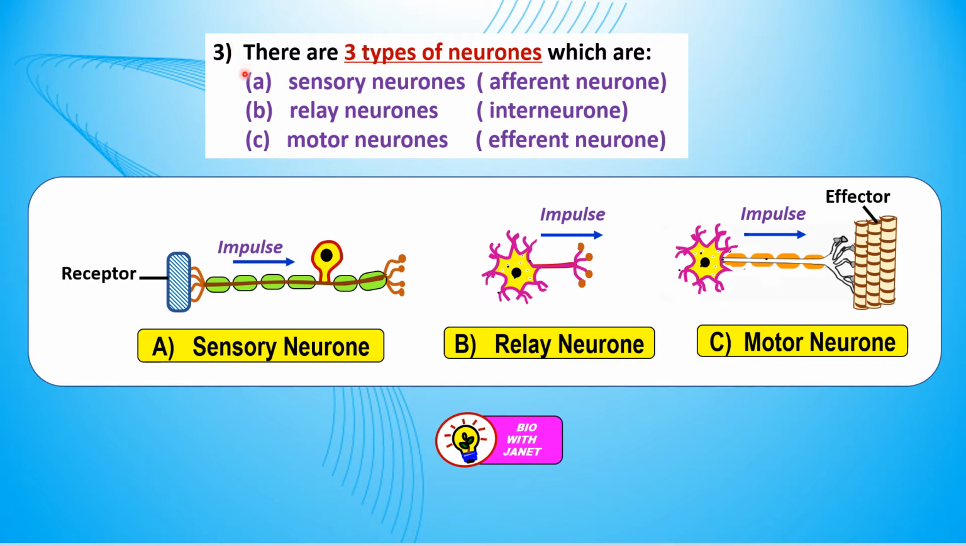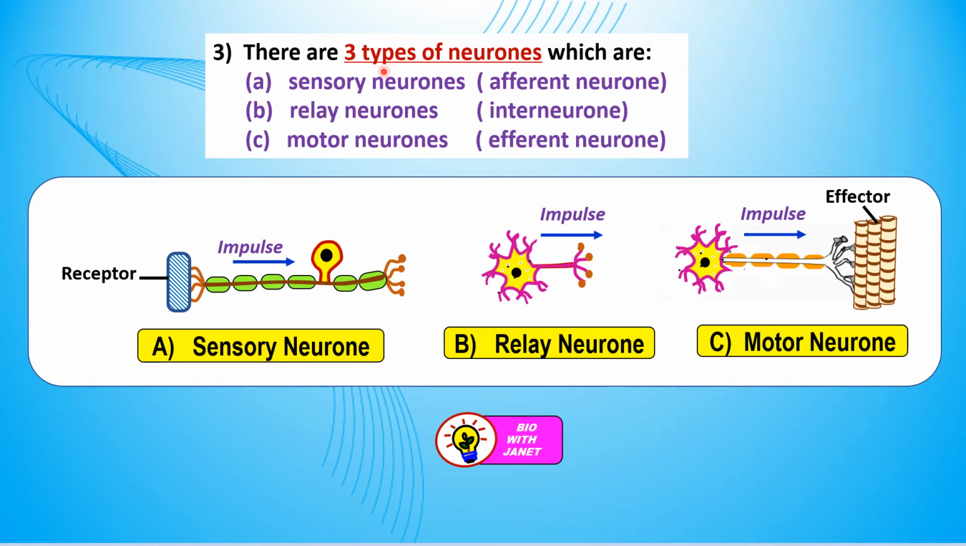Now next, we are going to discuss the 3 different types of neurons, which are the sensory neurons, relay neurons, and motor neurons. The old or alternative term for sensory neuron is afferent neuron. For relay neuron, the alternative term is interneuron. For motor neuron, it's sometimes called the efferent neuron.